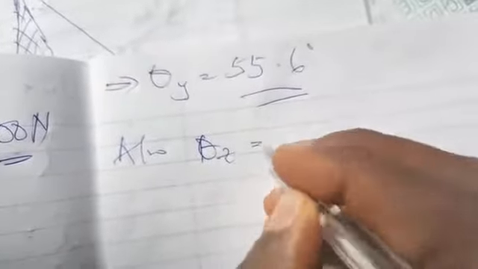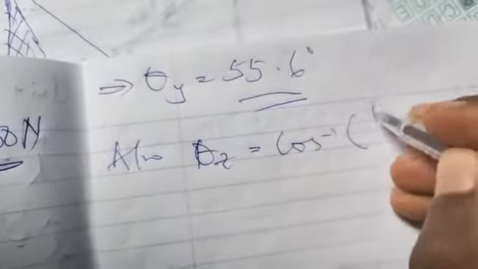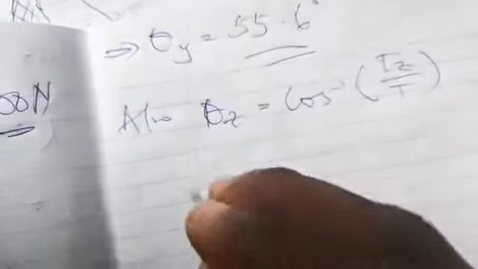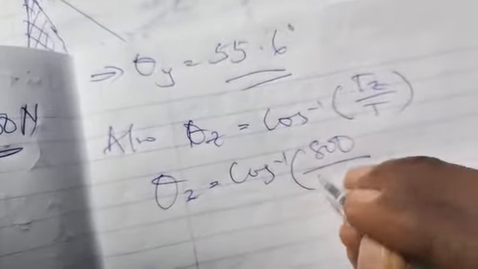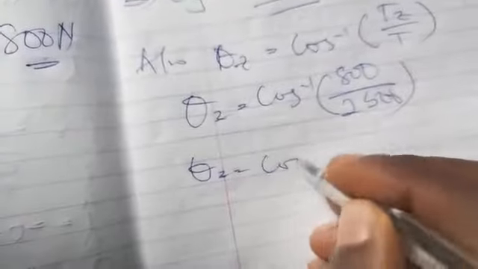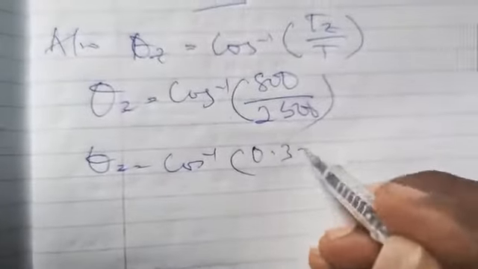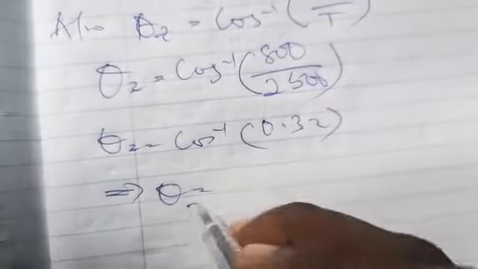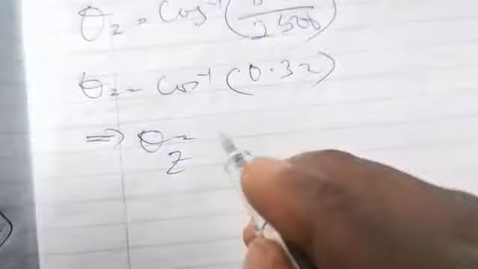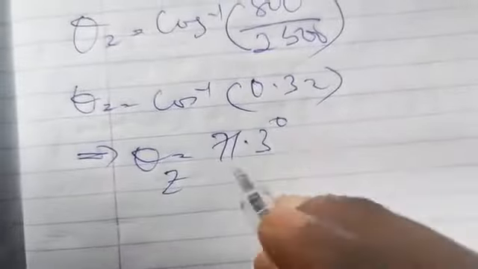Also, theta z will be cos inverse of Tz over T. So theta z is cos inverse of Tz is 800, T is 2500. That gives us 0.32, so theta z is cos inverse of 0.32, which is 71.3 degrees. So those are the angles in x, y, and z.